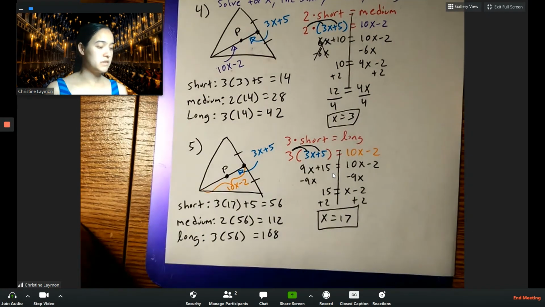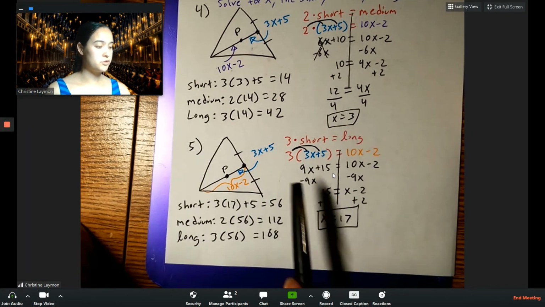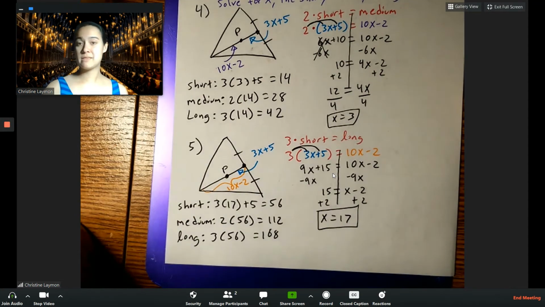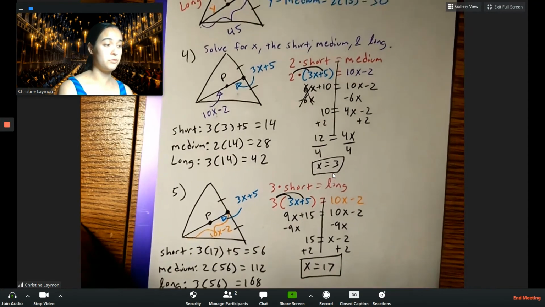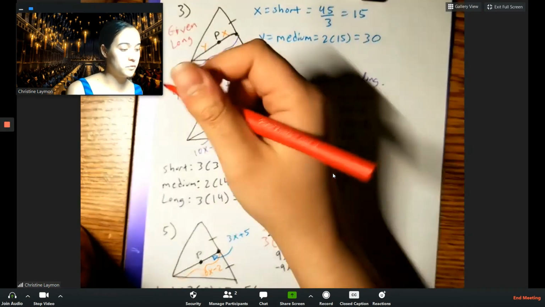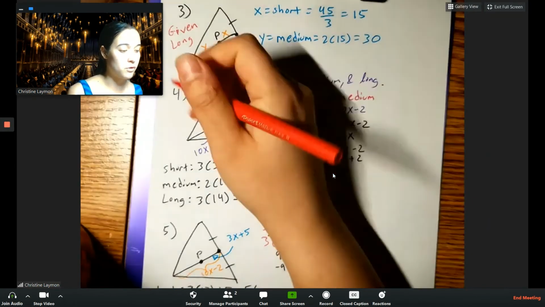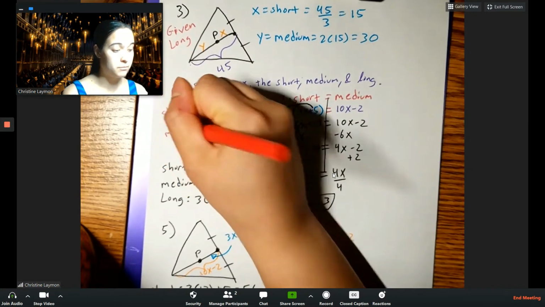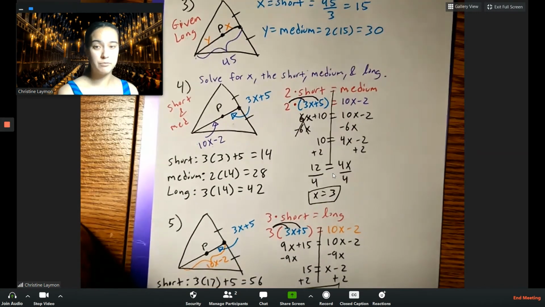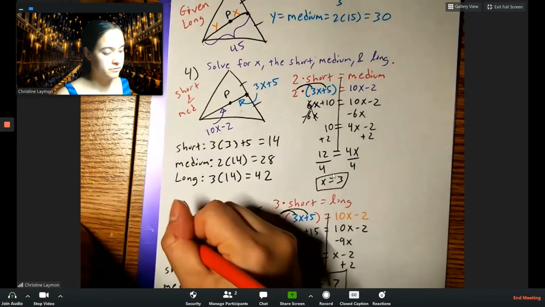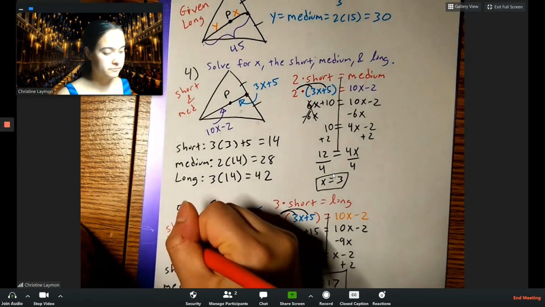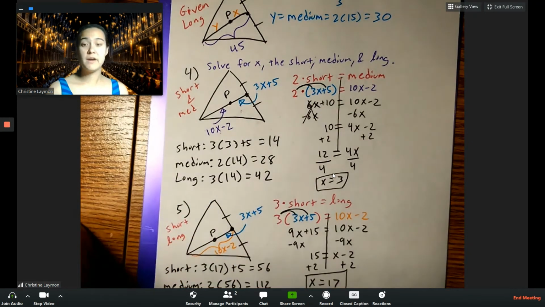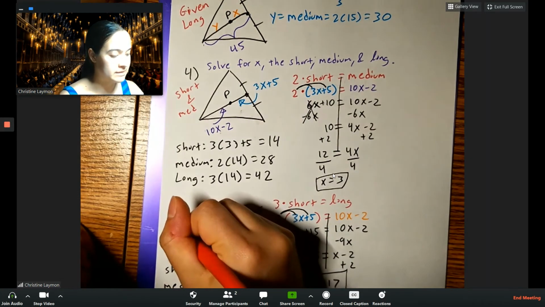So this was an example of short and long. Let me make that note off to the side here for both of these. So this one here was an example of short and medium. And this is an example down here of short and long. And for my final one, I will go ahead and do medium and long.